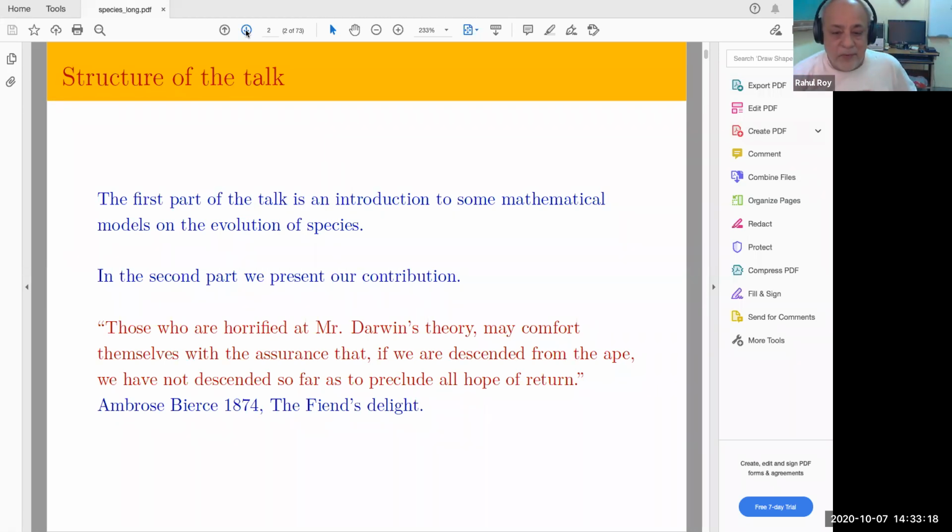And this is a wonderful quote from Ambrose Bierce from 1874, because it's about evolution of species. So those who are horrified at Mr. Darwin's theory may comfort themselves with the assurance that if we are descended from the ape, we have not descended so far as to preclude all hope of return. It's from a very old book, actually. Okay.